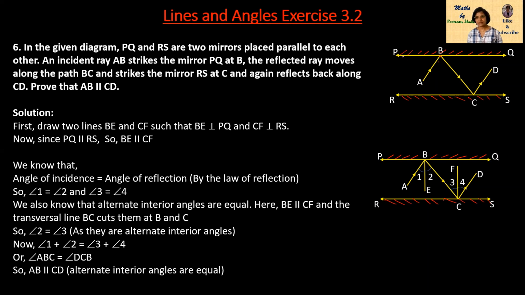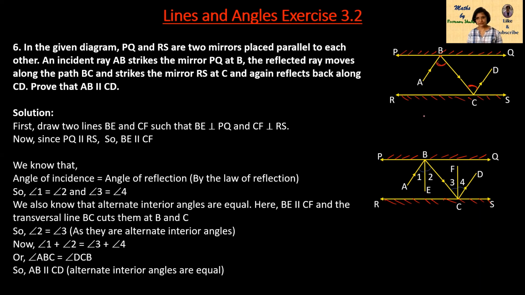So since it is given PQ parallel RS, this BC is the transversal, right? So this is the transversal, so that means this angle and this angle will be equal. Okay, if these are parallel lines, then if we find these angles equal, we can prove that these are parallel lines. So we have to find angle ABC and angle DCB. So let's see what we do.